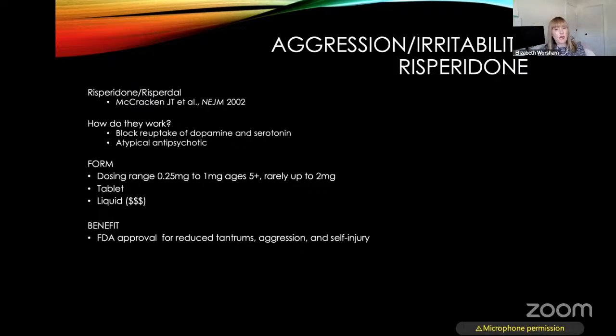It comes in tablet and liquid form. Liquid form is pretty expensive. Pharmaceutical companies and insurance companies don't like liquids. They're costly. And the benefit, again, is FDA approval for tantrums, aggression, and self-injury. It takes a lot for the FDA, who tends to be very harm avoidant and cautious with mental health medicines, to give approval. So it's something to consider.